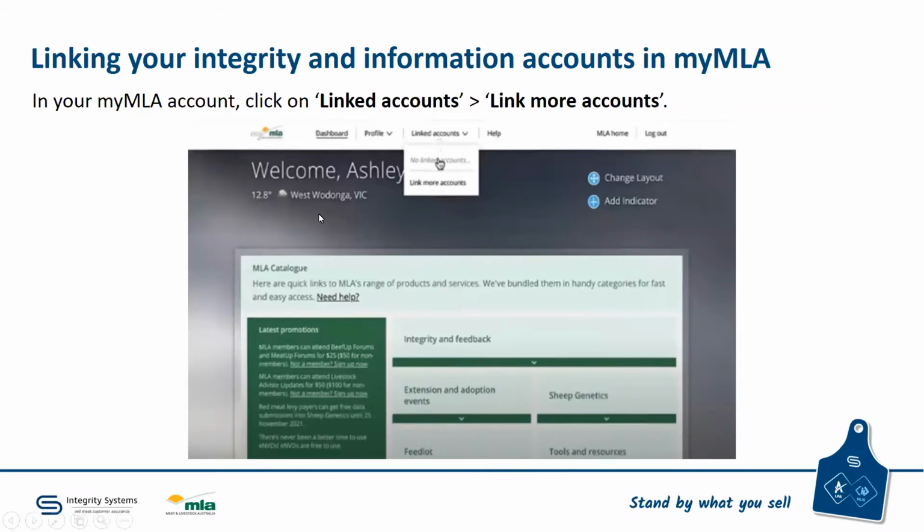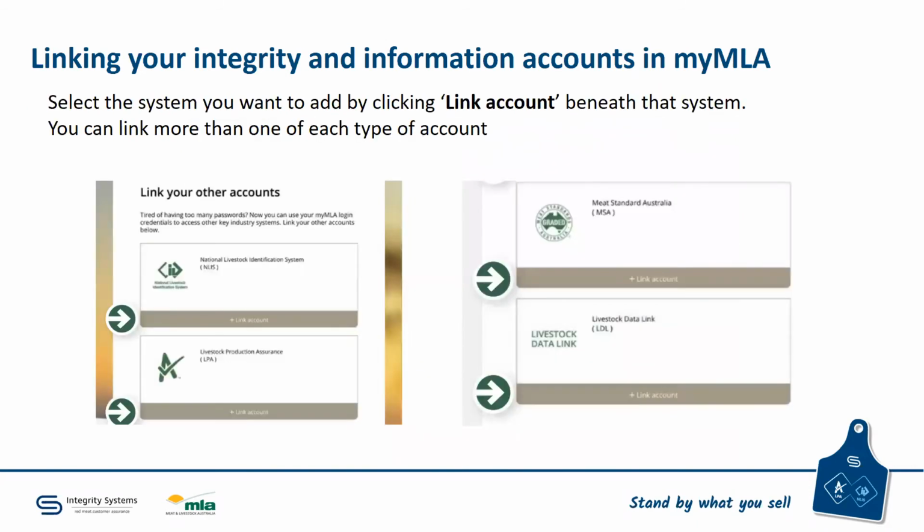So the screen of myMLA will look like that. So it will have that MLA catalog and all the things listed, but right at the very top, you can see in the menu items where it says linked accounts. And in this case, there is no linked account, so you just need to click on the link more accounts button. And then it will ask you what type of account do you want to link. So beneath each program, you can see there's that grayish sort of button that says link account. You click on that.